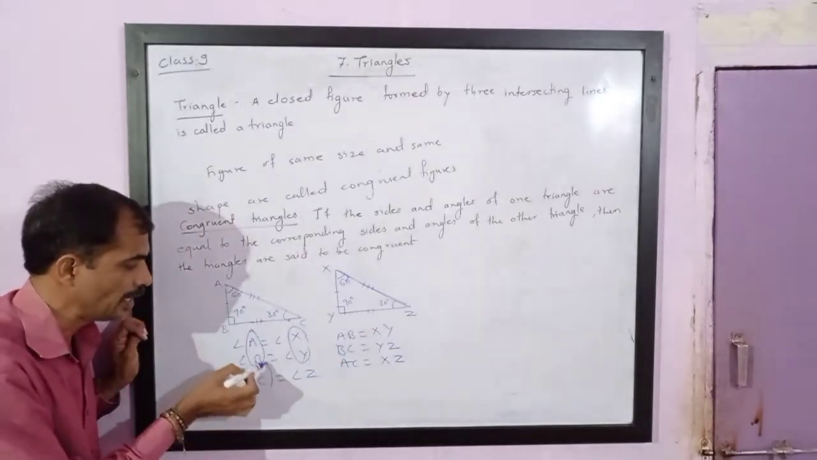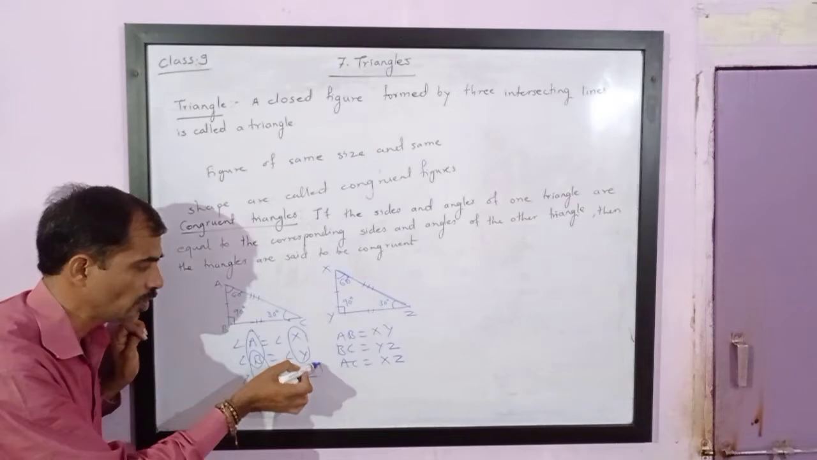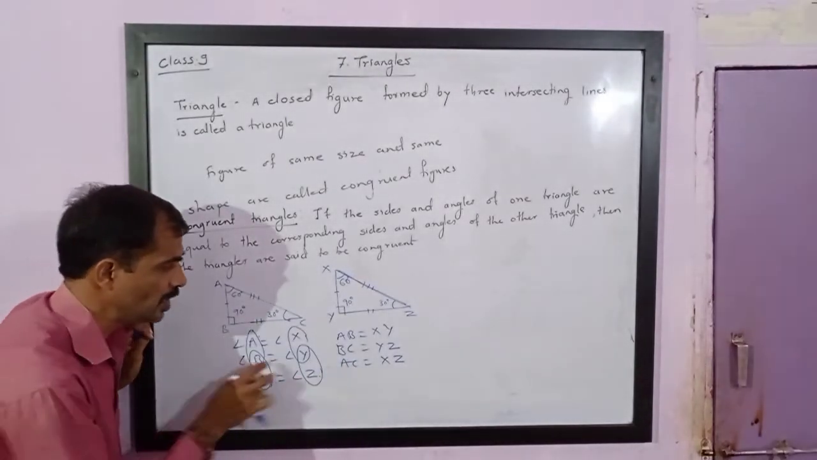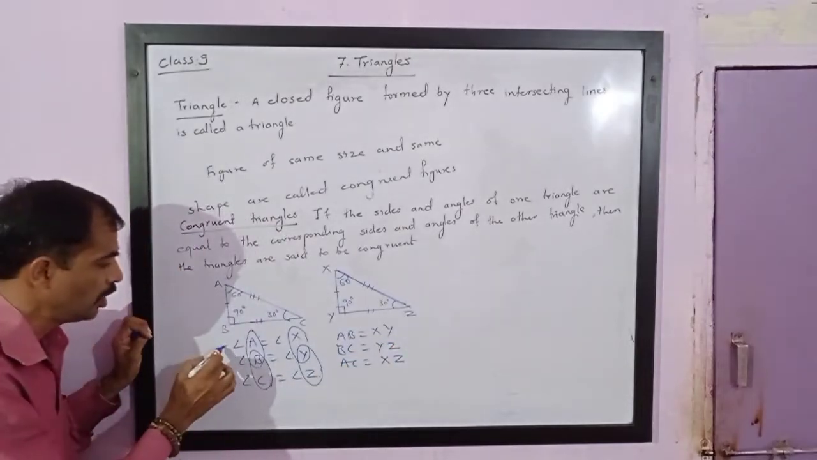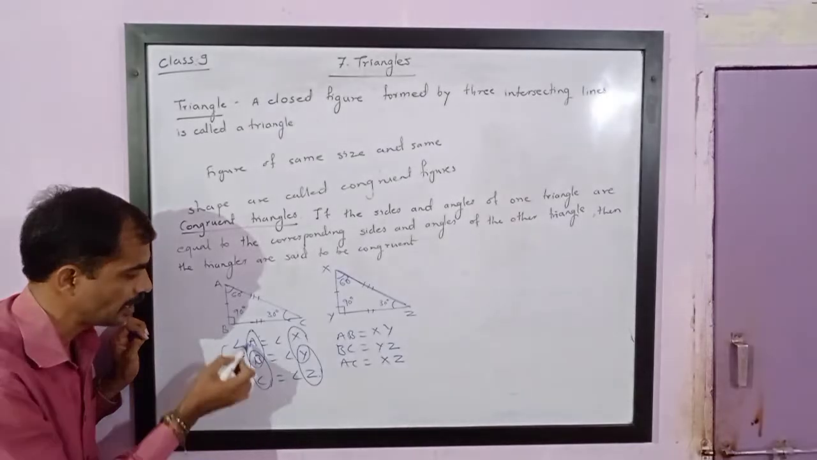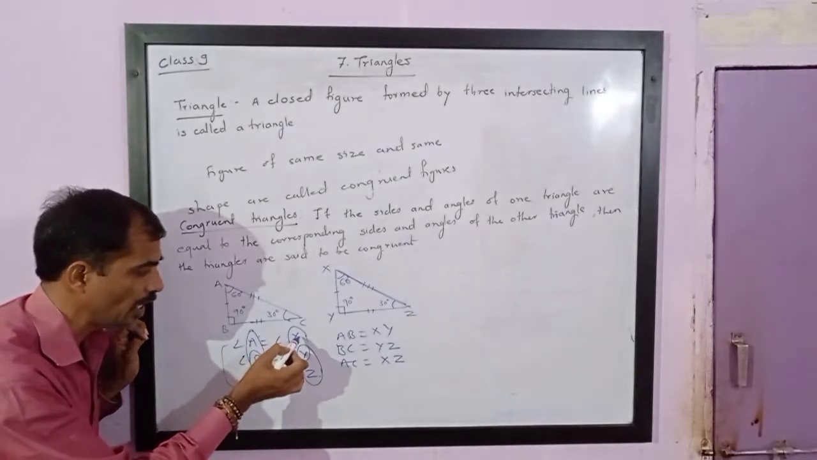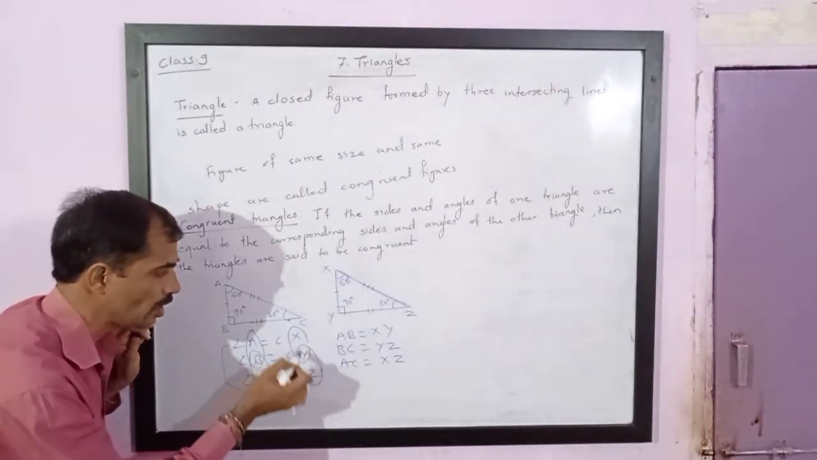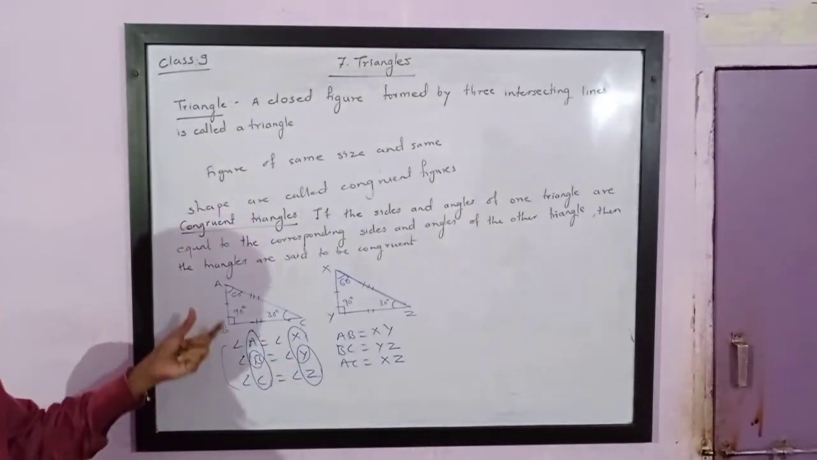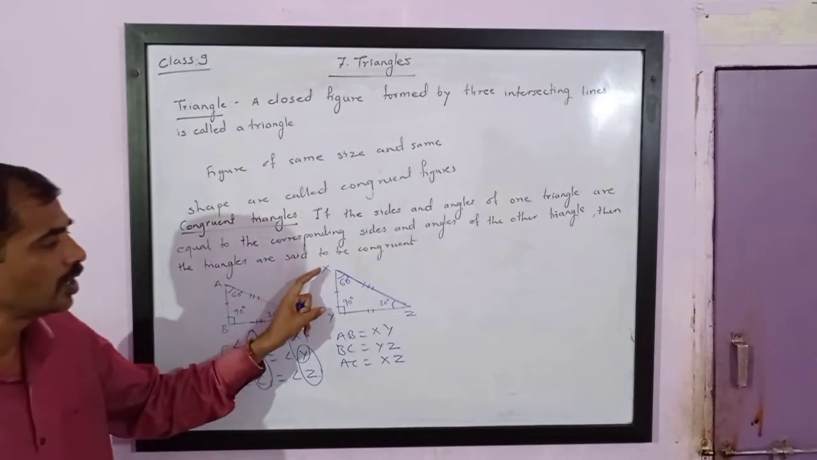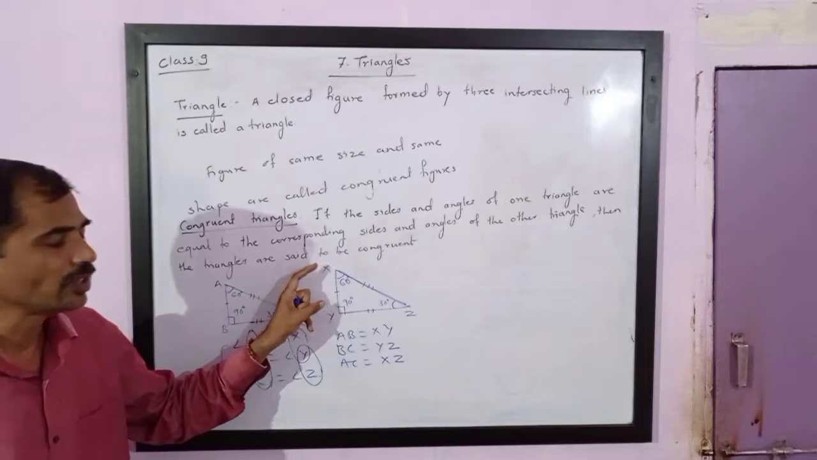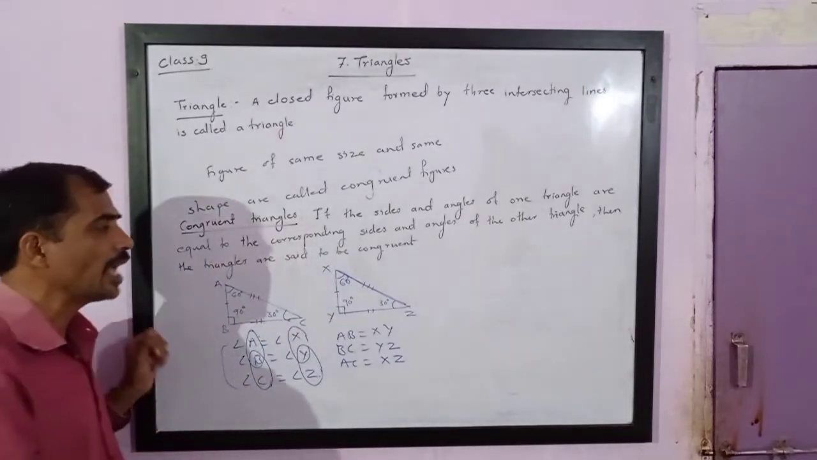Then the side formed by the second and third vertex is equal to the side formed by the second and third vertex of the other triangle, that is BC is equal to YZ. Now you will notice that the side formed by the first and third vertex, that is AC, is equal to the side formed by the first and third vertex of the other triangle. So AC is equal to XZ. It means the corresponding angles of one triangle are equal to the corresponding angles of the other triangle. In this case, the triangles are congruent.